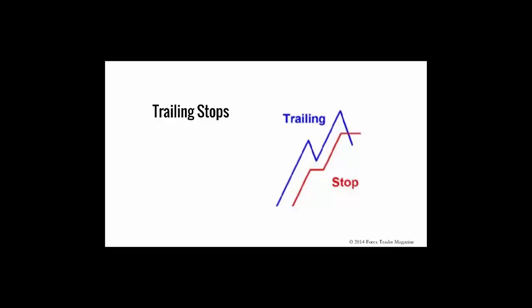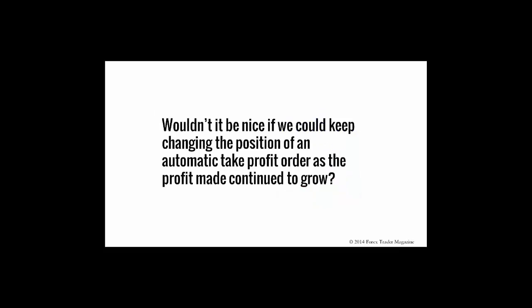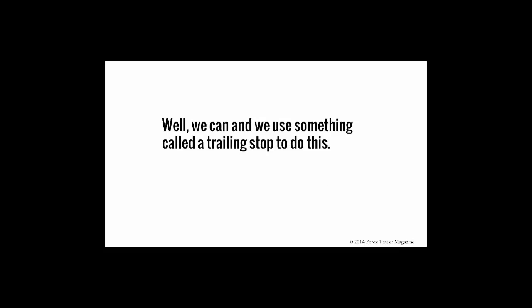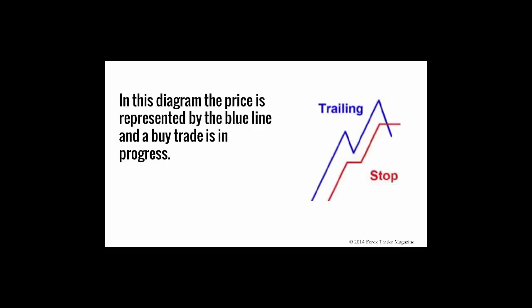Exactly the same principle works on a sell trade. If we're in profit on a sell trade and the price continues to fall, then we can set a trailing stop to say, please only take the profit when the direction of the price is changing around and starts to go up again. Wouldn't it be nice if we could keep changing the position of the automatic take profit order as the profit made continues to grow? And that's exactly what we're doing. And it is a trailing stop that we use to do this.